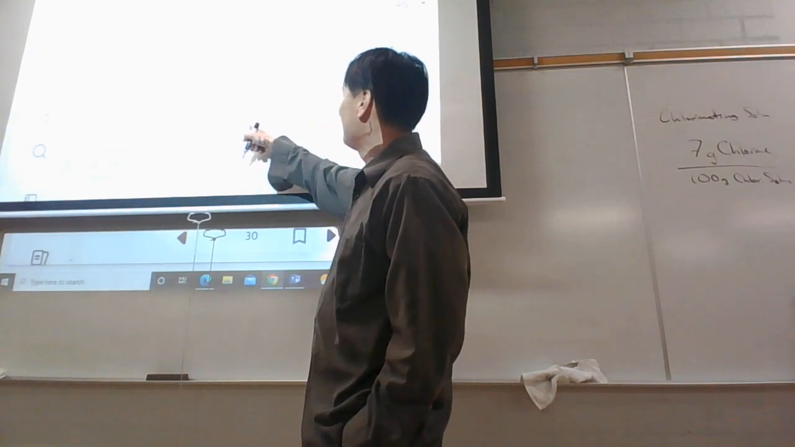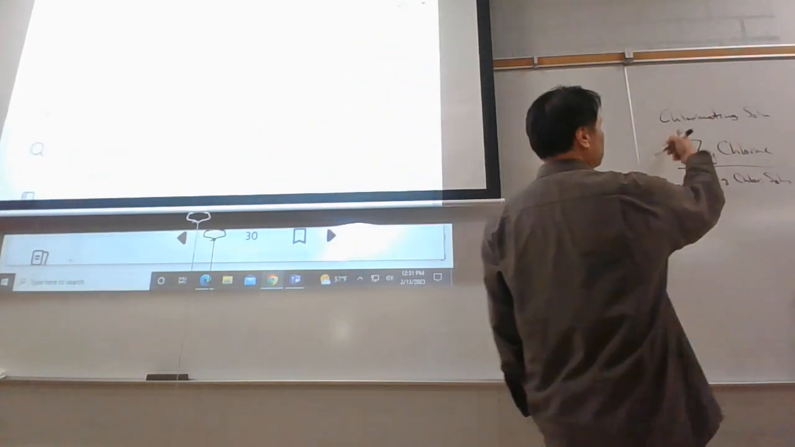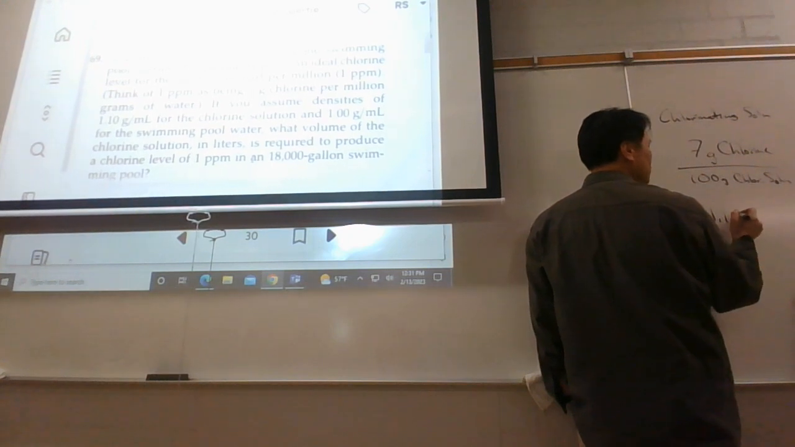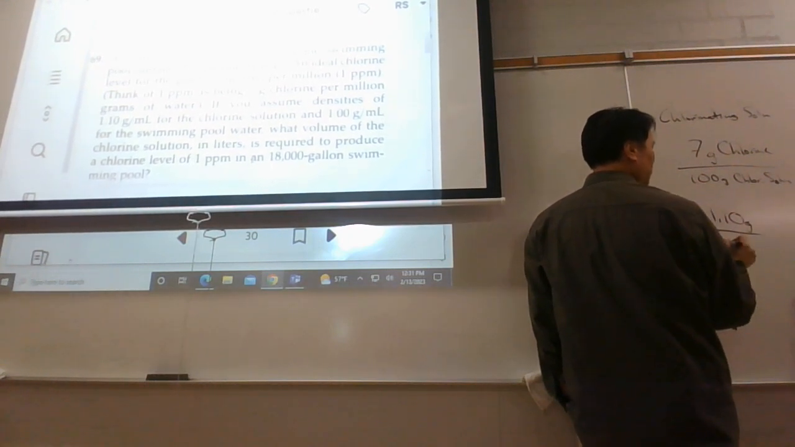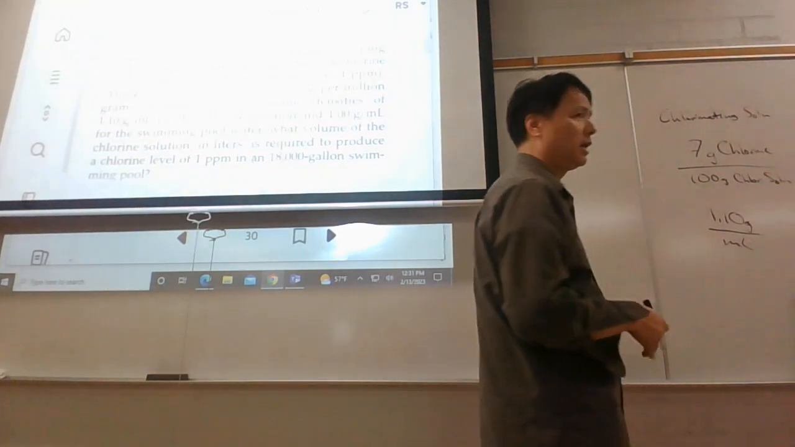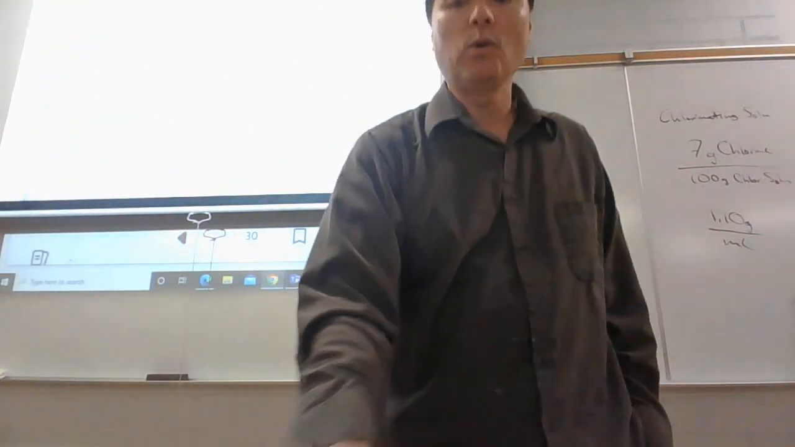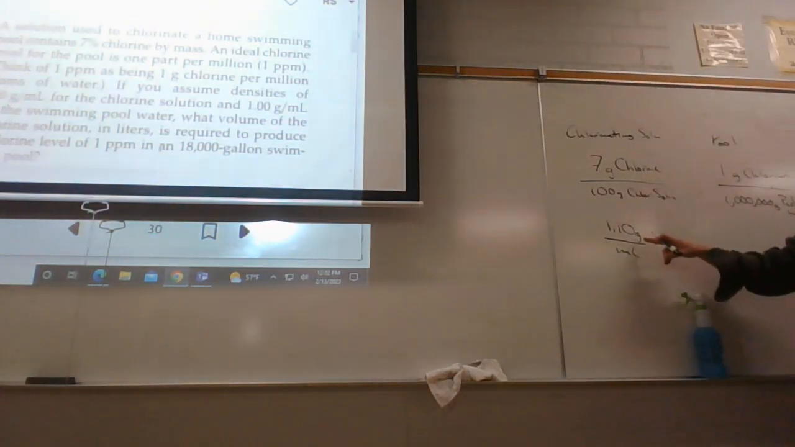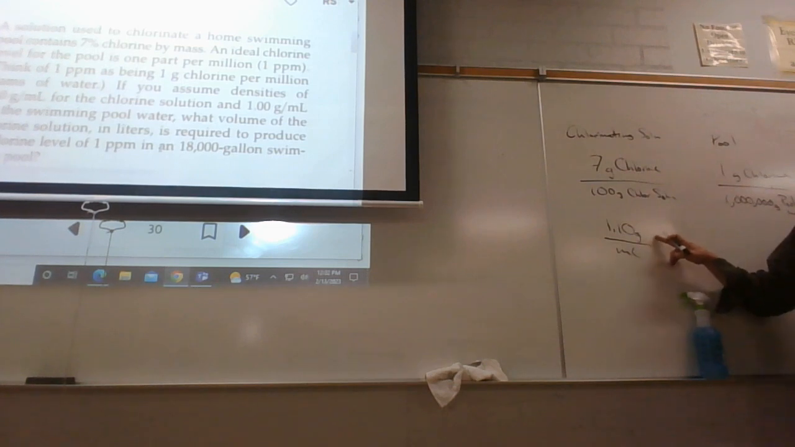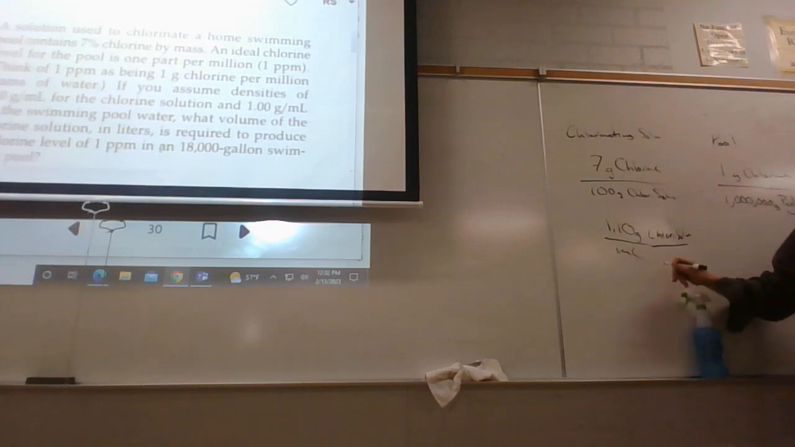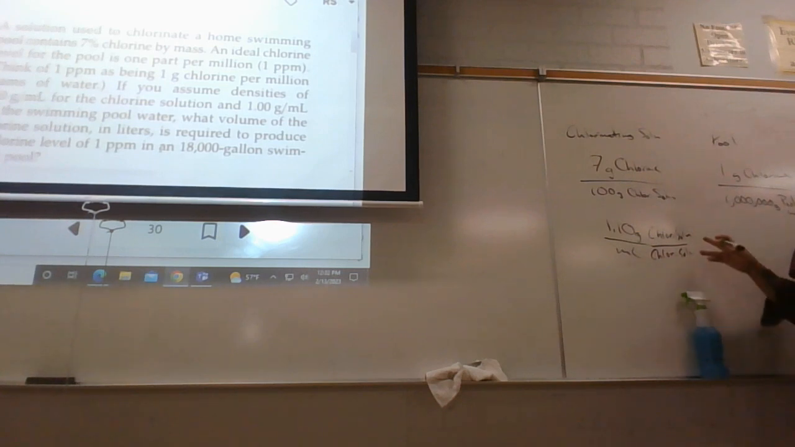If you assume densities of 1.10 grams per milliliter for the chlorine solution. So the chlorinating solution is going to have a density of 1.10 grams per milliliter. Now, what we have to do in Chem 1A versus Chem 4 is we have to be more descriptive. And so we'd never leave it like this in Chem 1A. Instead, we'd say 1.10 grams of what? Chlorine? No, this is going to be chlorine solution. So we'll write chlorine solution, good. Per milliliter of what? Per milliliter of chlorine solution is the same.